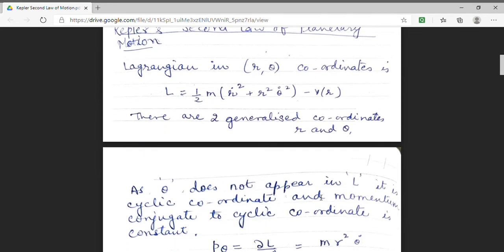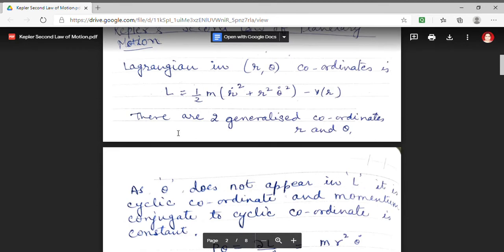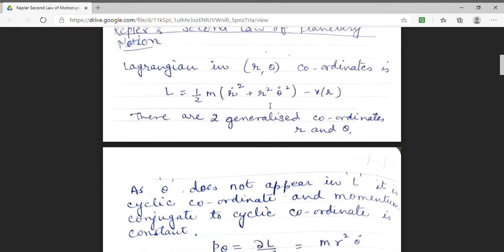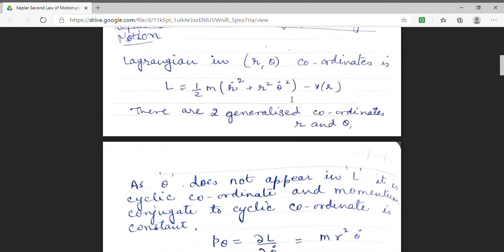We can see that the theta coordinate is not appearing in the Lagrangian, but its derivative is present in the Lagrangian. The coordinate which does not appear in the Lagrangian is termed a cyclic coordinate. And we know that the momentum conjugate to a cyclic coordinate is constant. So we are going to derive the momentum corresponding to the cyclic coordinate, that is theta.